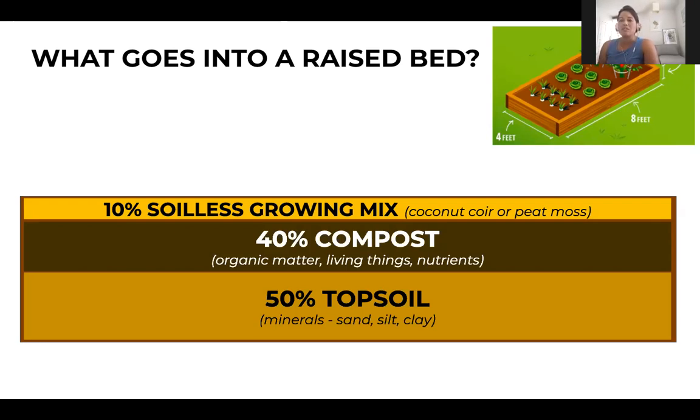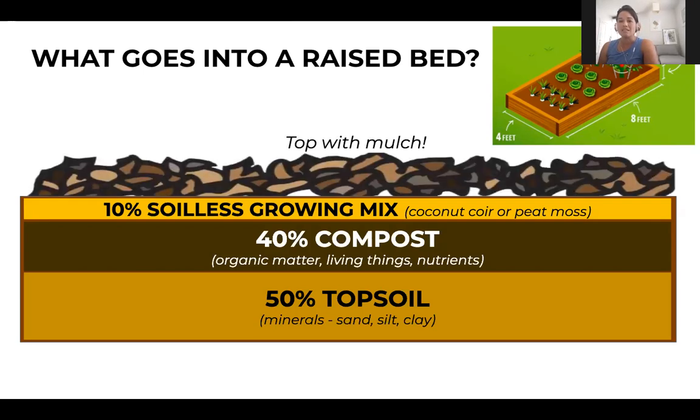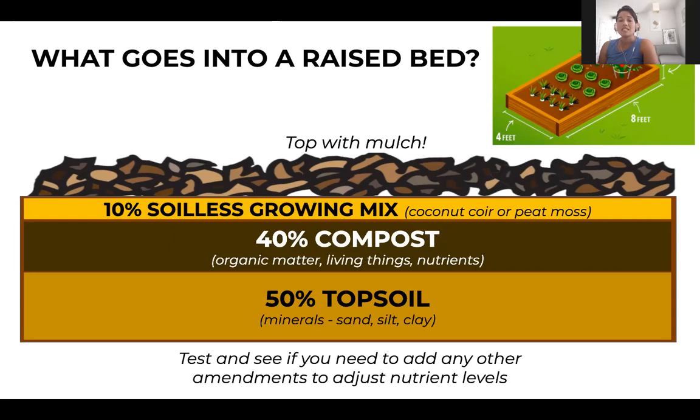And then you just want to remember that it's really important to top your bed as much as you can with mulch. And mulch could be wood chips, straw, leaf mold, just garden scraps that you've let dry or grass clippings that you've let dry and put on top of your bed. So after you do this, you just want to water it all in and test your soil to see if you need to make any adjustments using the amendments we already talked about.